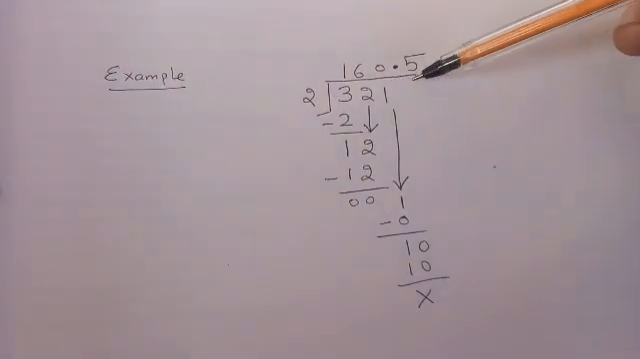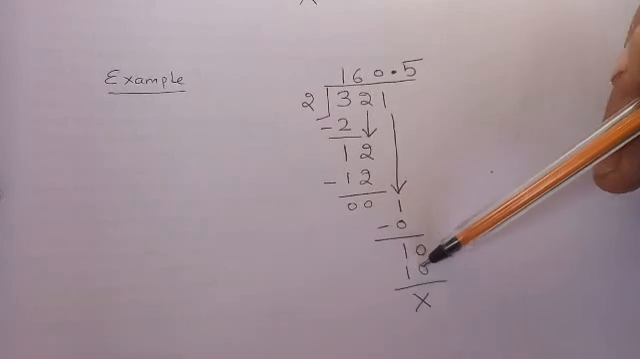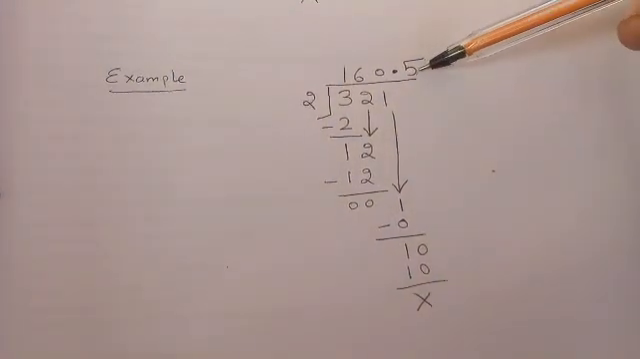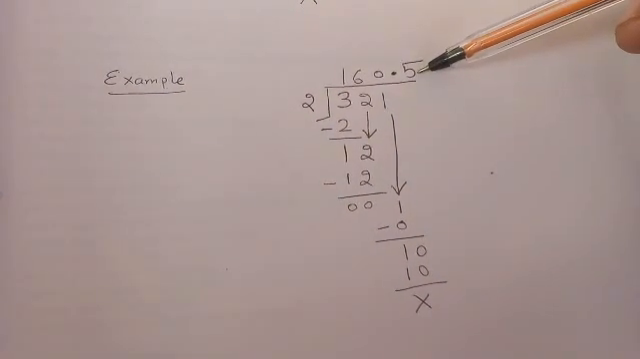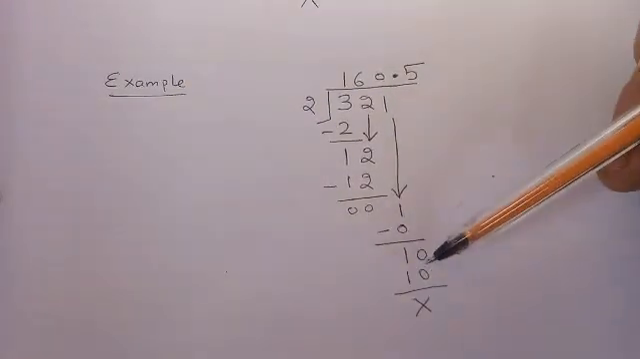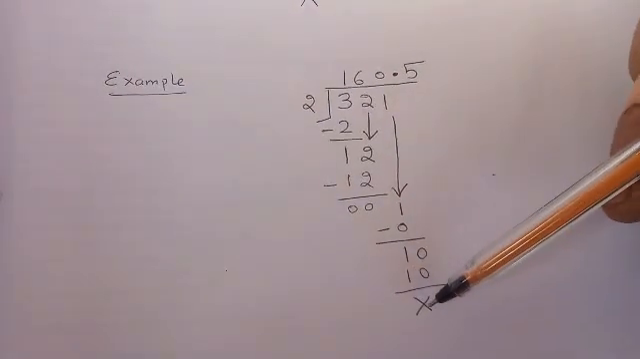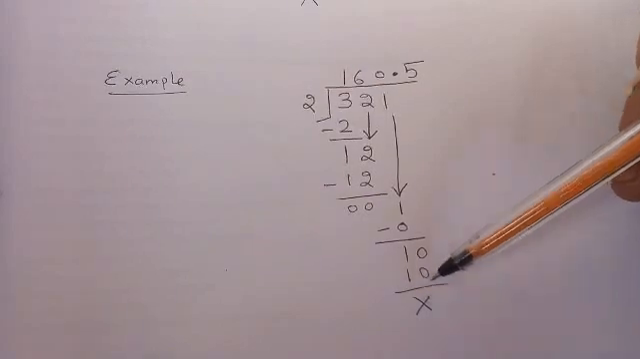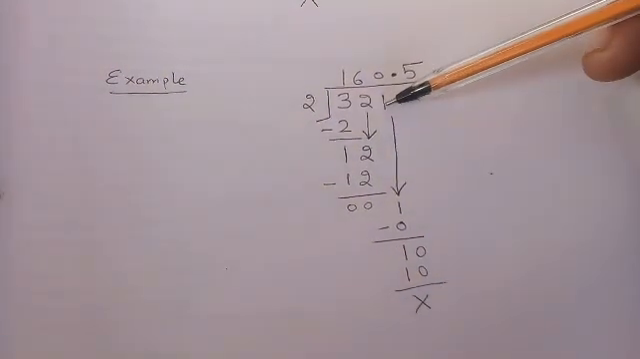And now we divide again this whole number 10 with the multiple 5 of 2. 2 fives are 10, and subtracting this results in a remainder 0. So this is the complete division of 321 by 2.